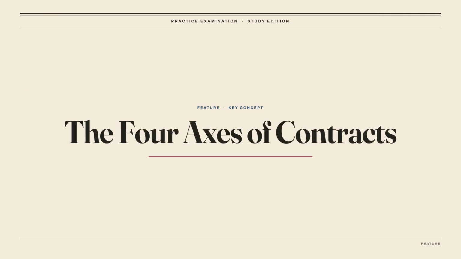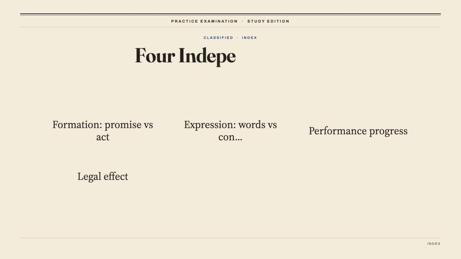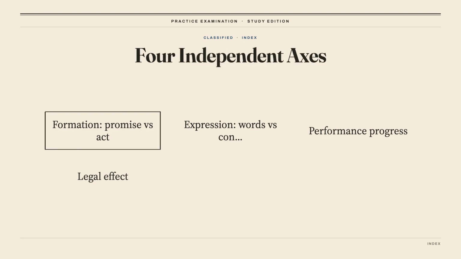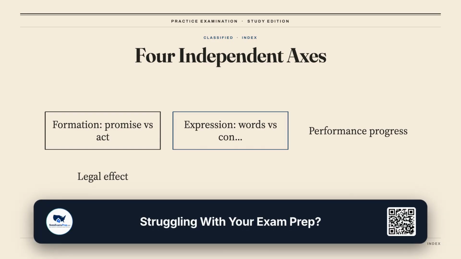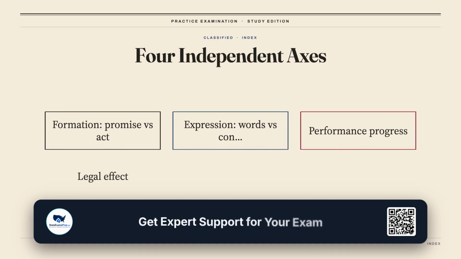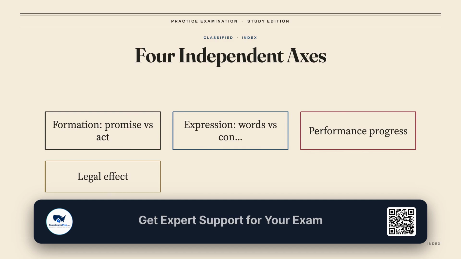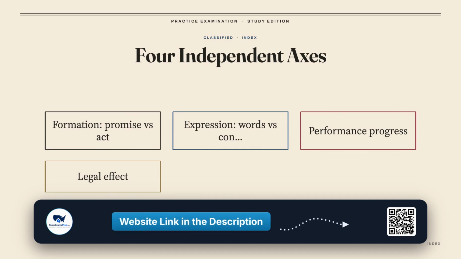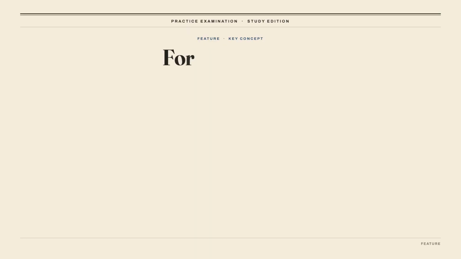Contract classifications aren't one list, they're 4 separate axes, and a single contract sits somewhere on all 4 at once. Confusing the axes is where most wrong answers come from. One axis asks how the agreement was formed, a promise for a promise or a promise for an act. Another asks how it was expressed, in words or through conduct. A third asks how far performance has progressed, and a fourth asks what legal effect the contract carries.